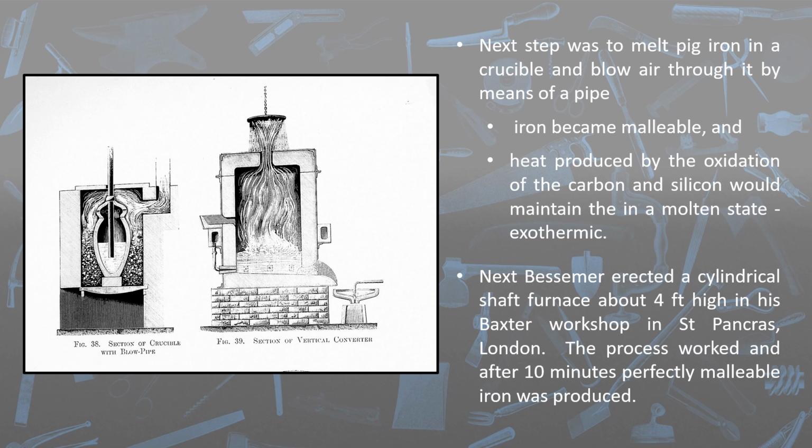This led to the design of a cylindrical converter about 4 feet in height. This converter had 6 horizontal tuyeres arranged around the lower part of the converter. Using an air pressure of 10 or 15 pounds per square inch, 700 weight of molten pig iron was converted into decarbonised malleable iron in about 20 minutes. The reaction was violent, as the carbon and other impurities were removed from the pig iron by the action of the oxygen in the air.